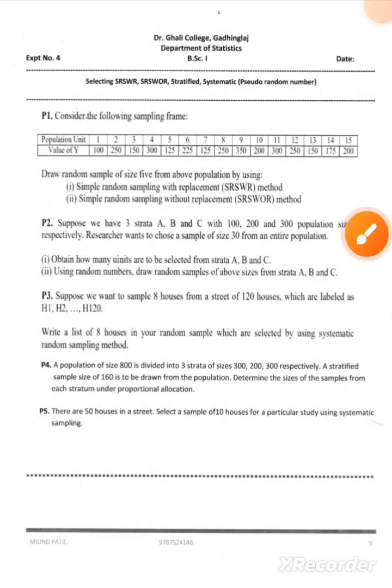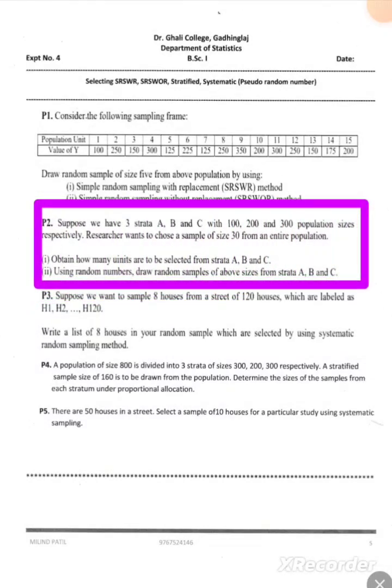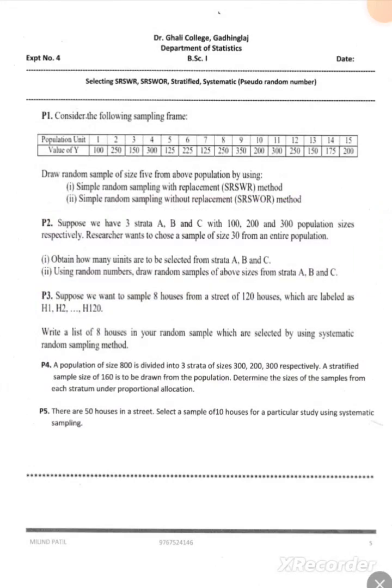Now in this video we will discuss the stratified random sampling method. This is the second example in which we have to use the stratified random sampling method. Strata means group. Whenever our population is not homogeneous, that is heterogeneous, in that case we have to use the stratified random sampling method. This is the example in which we have three strata, strata A, strata B and strata C. So strata means group.